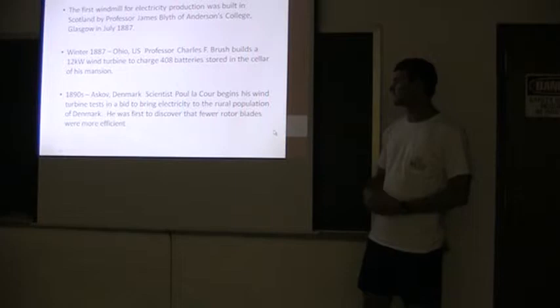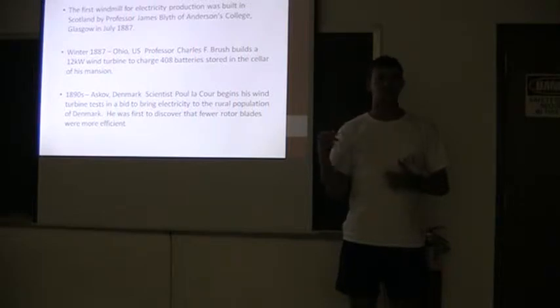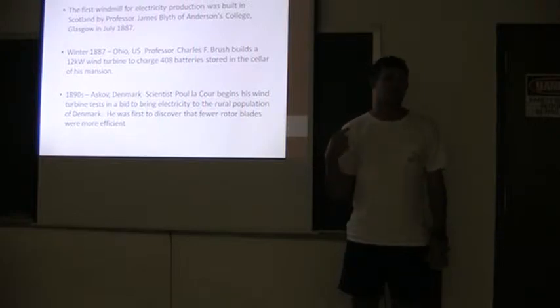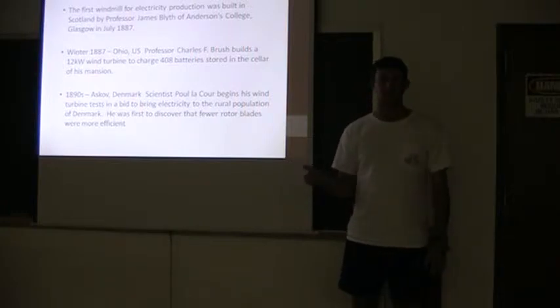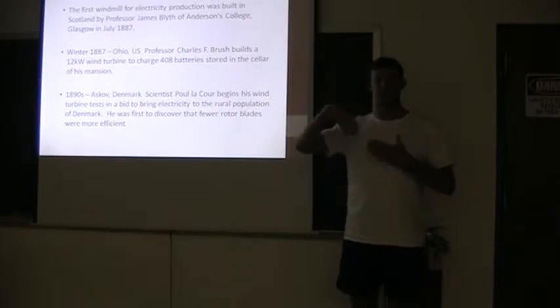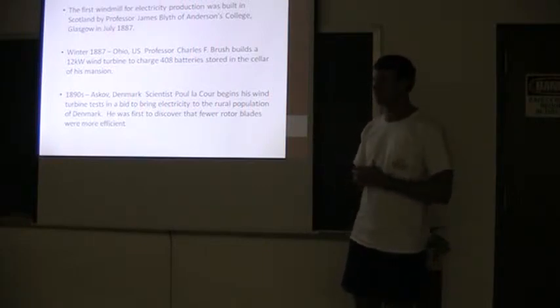Also, he was the first to discover that fewer rotor blades on a wind turbine were more efficient. The reason they're more efficient is because when the wind comes into the turbine, it can spin a lot faster and get a lot higher RPMs. The lesser number of blades you have, the higher the efficiency. But when you get into more blades, you get more stiffness in the blades, and cost is also a factor that you have to throw in.